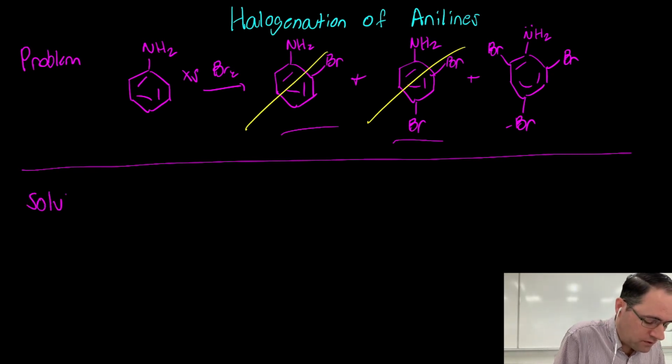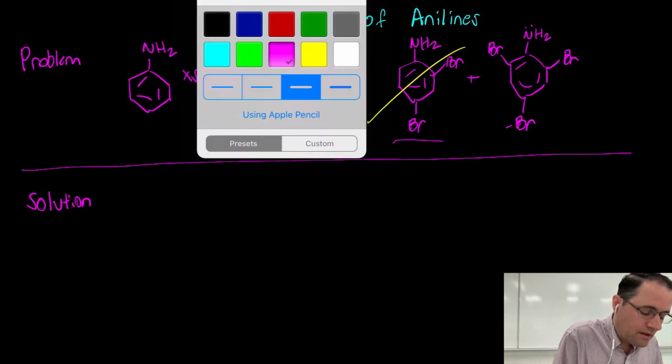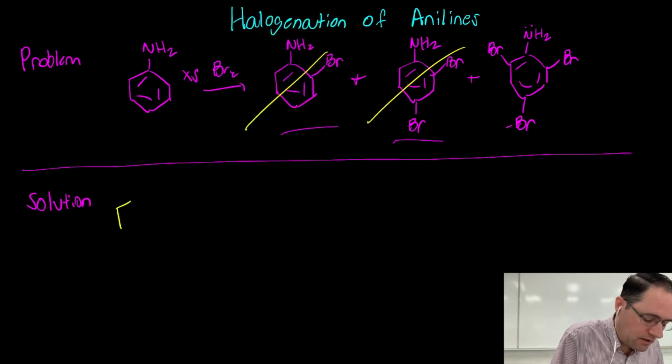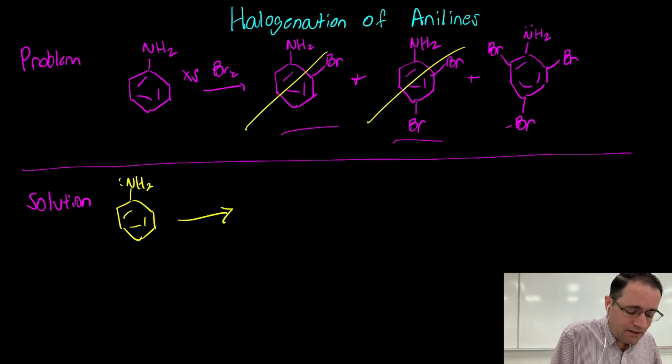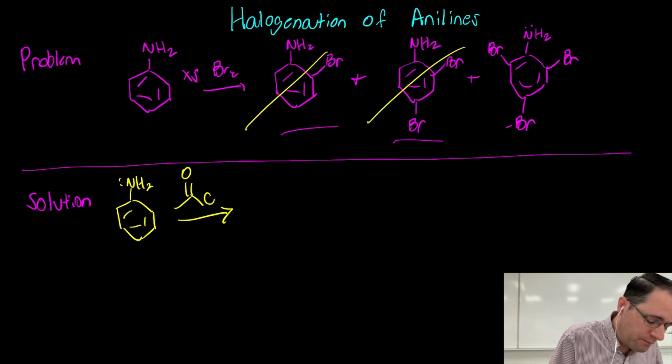So here's the solution. The idea was to take aniline, okay, which of course has this super highly active nitrogen lone pair because it's so electropositive, it's such a good nucleophile, it's such a good activating agent. And they decided to treat this with acetyl chloride, for example, and this will make the amide.